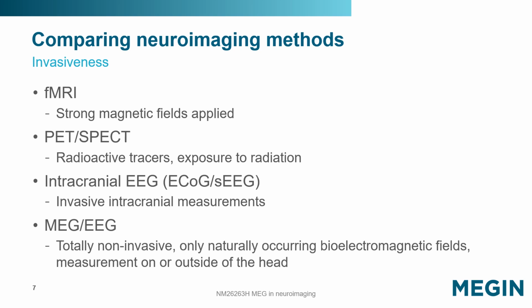In contrast, MEG and EEG do not require any external field or radiation or implanted electrodes. In summary, MEG is a direct, non-invasive measurement of neuronal activity with high temporal resolution and good spatial resolution.